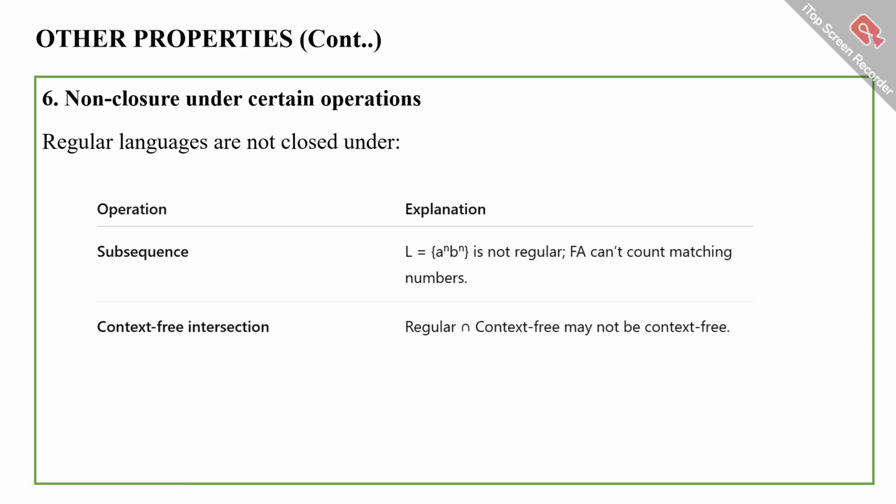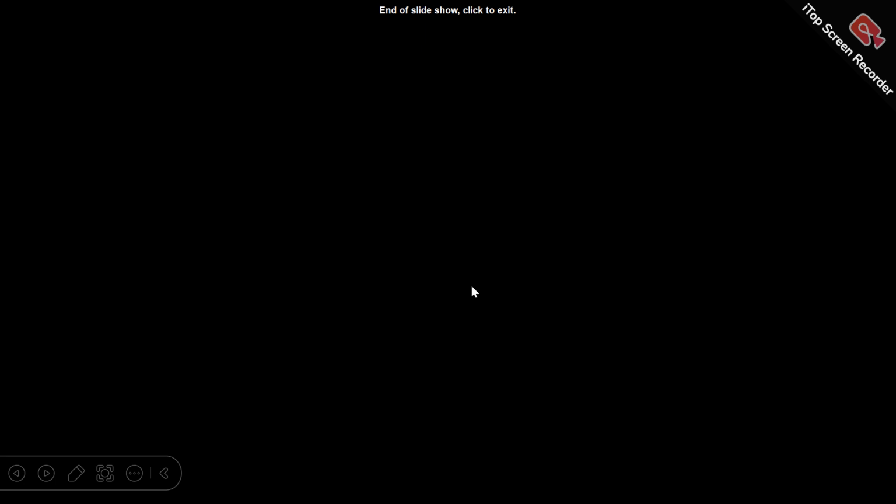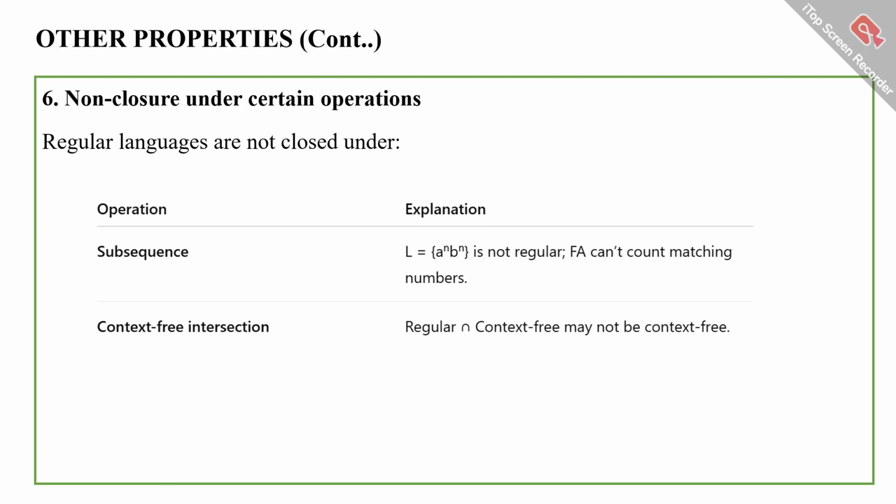The next one is context-free intersection. So in context-free intersection, the intersection of a regular and a context-free language may not be context-free. So these two operations, subsequence and context-free intersection, are not closed under this operation.